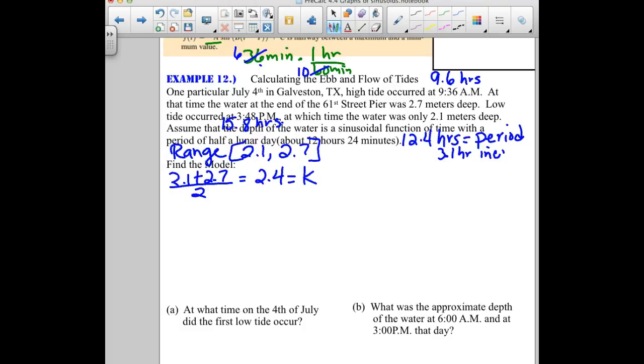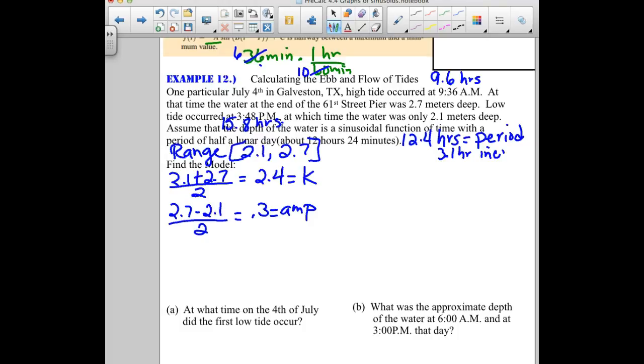3. Right. From 2.4 up to 2.7 is 0.3. Down to 2.1 is also 0.3, right? Yes? Okay. You can do the formula if you want, but again, I just want to make sure you're visualizing it, that it makes sense.